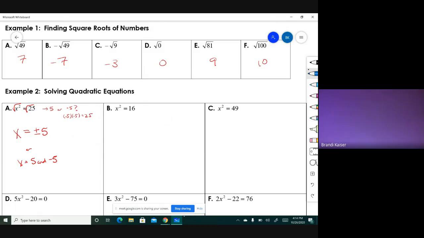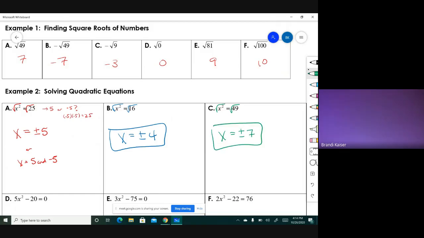So if I look at b, x squared equals 16. All right, there's nothing else around my x squared to get rid of. So if I go to undo the square, x equals positive and negative 4. The square root of 16 is 4. All right, for c, x squared equals 49. There's nothing else around my x squared, so I can square root to get rid of the square. And the square root of 49 is 7, so x equals positive and negative 7 would be my two final answers. Okay, so these are all pretty basic. There's not a whole lot going on with the x, and they're all perfect square numbers. So it's fairly simple to find the square roots of them.